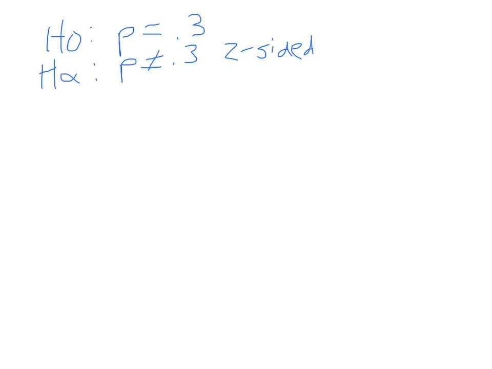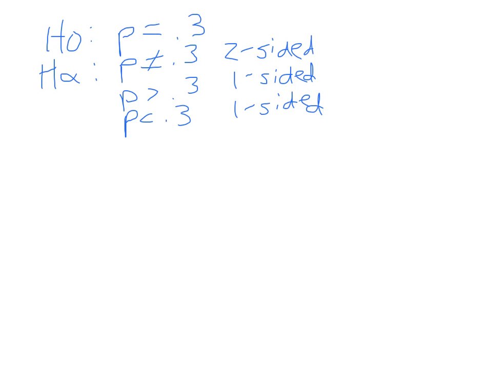So for the proportion, your null is the proportion is equal to some value. Let's say it's 0.3. And your alternate is still two types, one-sided or two-sided. A two-sided would say P is not equal to 0.3. But the one-sided test would say P is greater than 0.3, or P is less than 0.3, also one-sided.